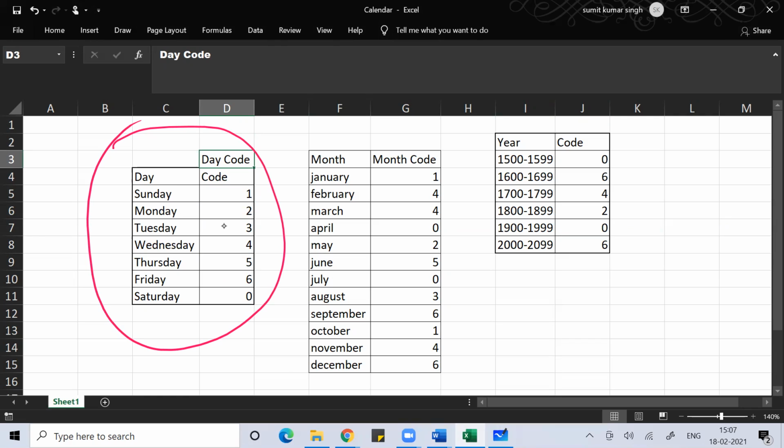Then the month code is very easy. You can see January, February, March. You can remember this as the square of 12. This is the month code. Then 025, that is the square of 5. 036, that is the square of 6, and 146, you can remember it as 12 square plus 2, though it's not logical. So this is the month code you can remember.